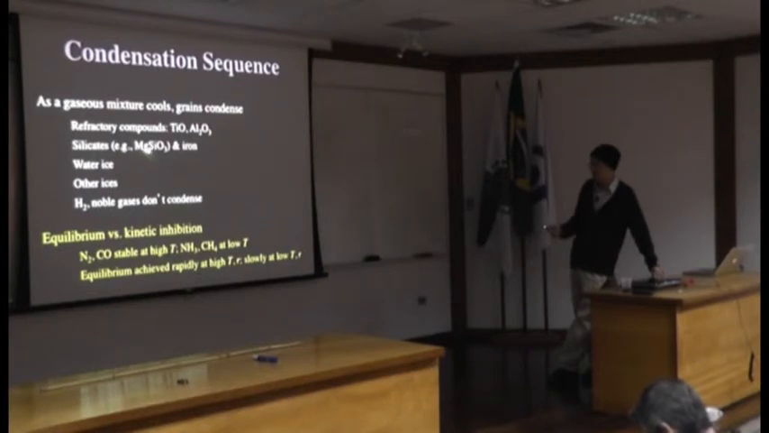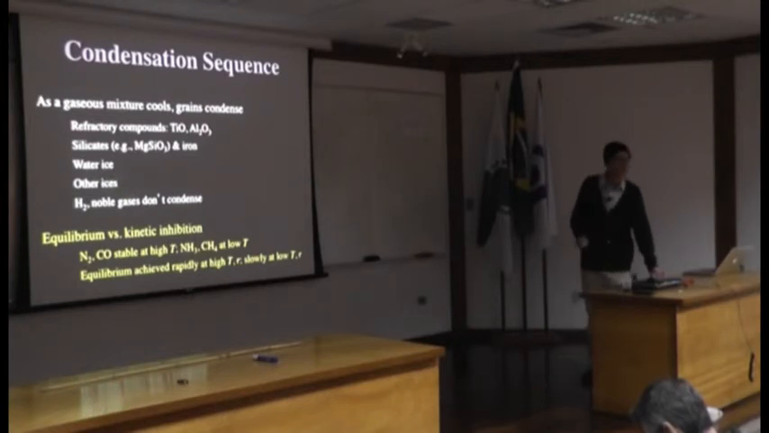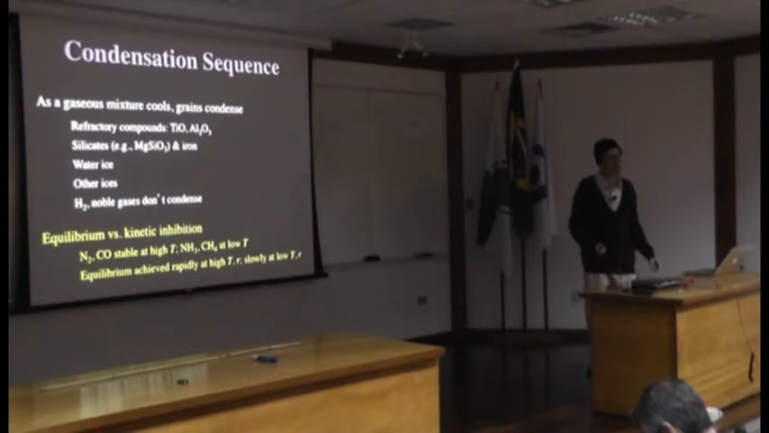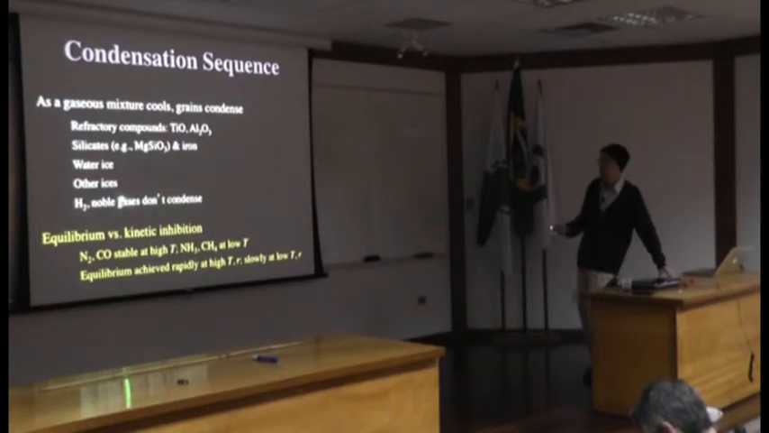You have some things in between, like sodium and potassium. They're the most common things in between silicates and water. Then some other ices like methane. Ammonia is actually a little higher than that. And these temperatures at which they condense depend on whether they condense as their own ices or locked as hydrates or clathrates in water ice. And hydrogen and the noble gases just don't condense.